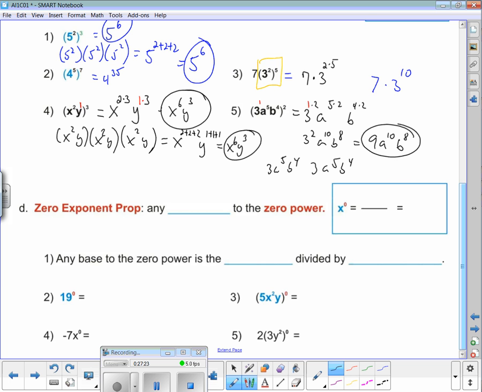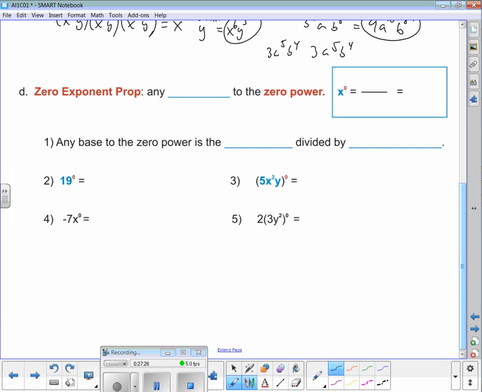Next! Zero exponent property. The zero exponent property. All right, any base to the 0 power. I don't have time today to go through the whole grouping of why this is what it is. But number 1 is something that you had on a bunch of your tests once we covered it last year. Any base to the 0 power is the blank divided by blank.